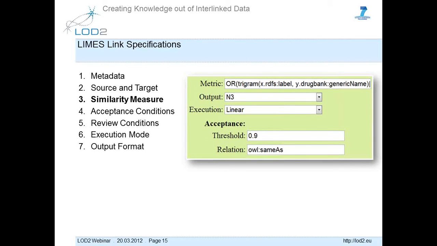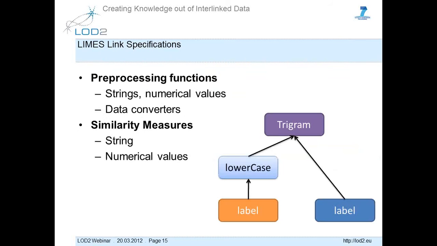Now the core of a link specification is a similarity measure. If you have a good similarity measure, you can get links of high quality. So we spend a bit of time looking at the grammar that LIMES provides for specifying similarities.